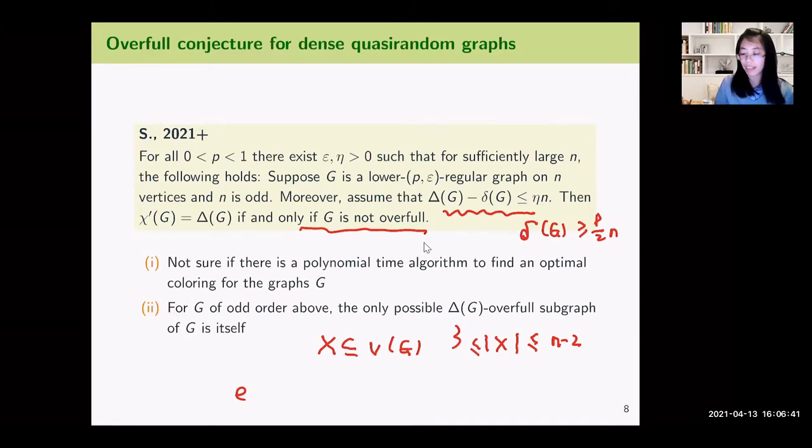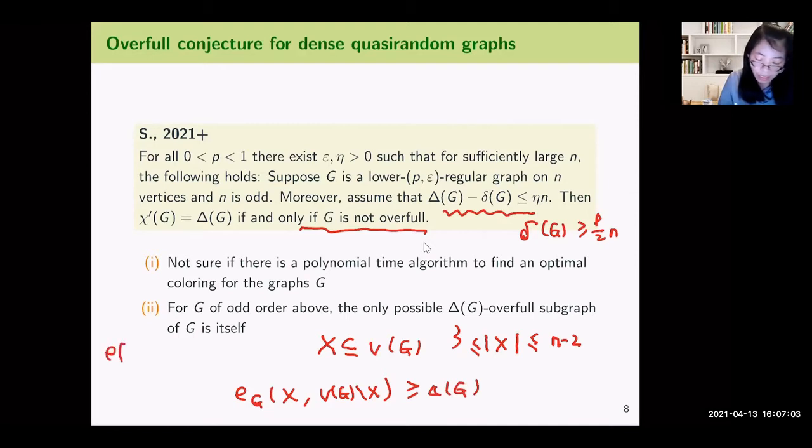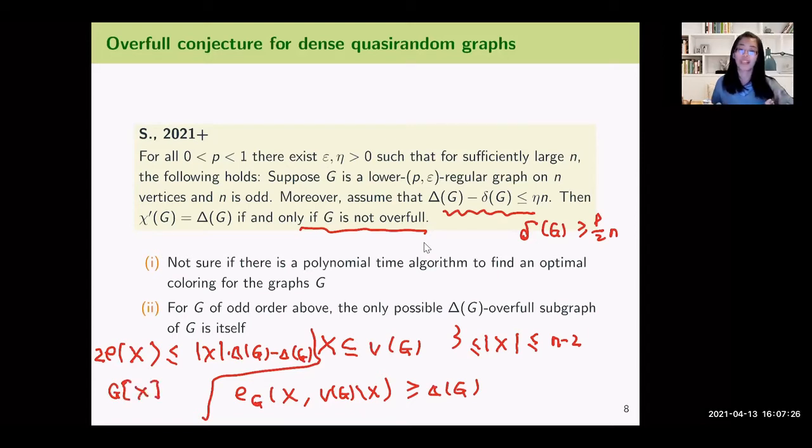So for any subset X, which has size at least 3 and at most n minus 2, you can calculate the number of edges in G between X and the remaining set. In other words, the boundary edges for X. This number is always greater than or equal to delta G. So this means the number of edges within X will always be less than or equal to, I should say 2 times E(X), right? So delta G subtract delta G. This implies that the graph is not going to be overfull. The subgraph of G induced on this set X is not going to be delta G overfull.